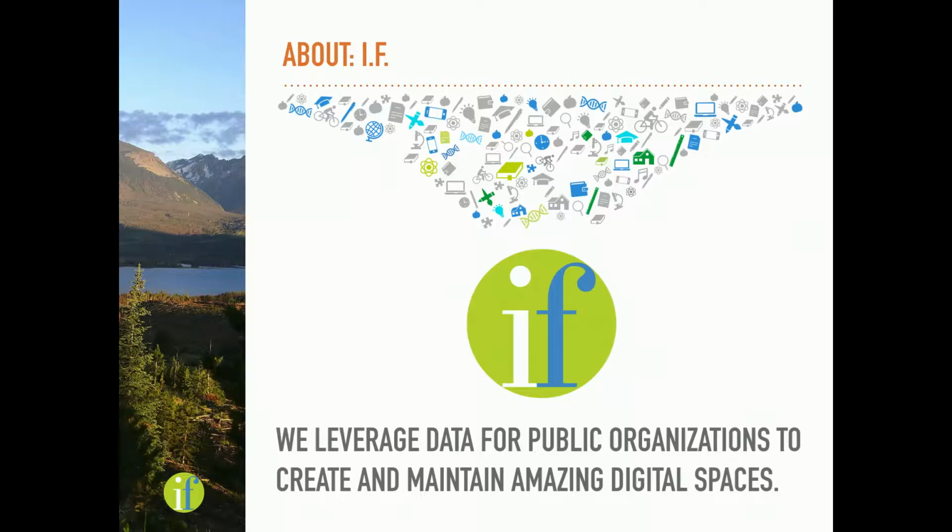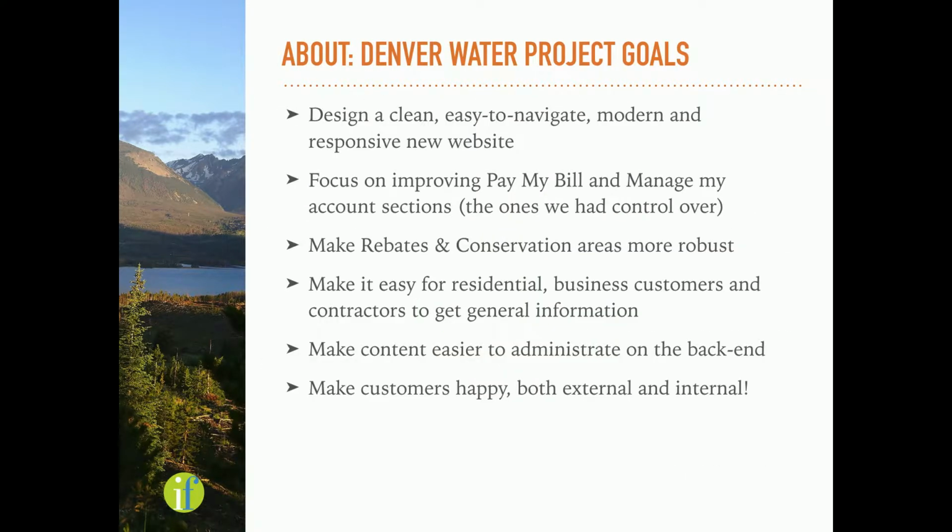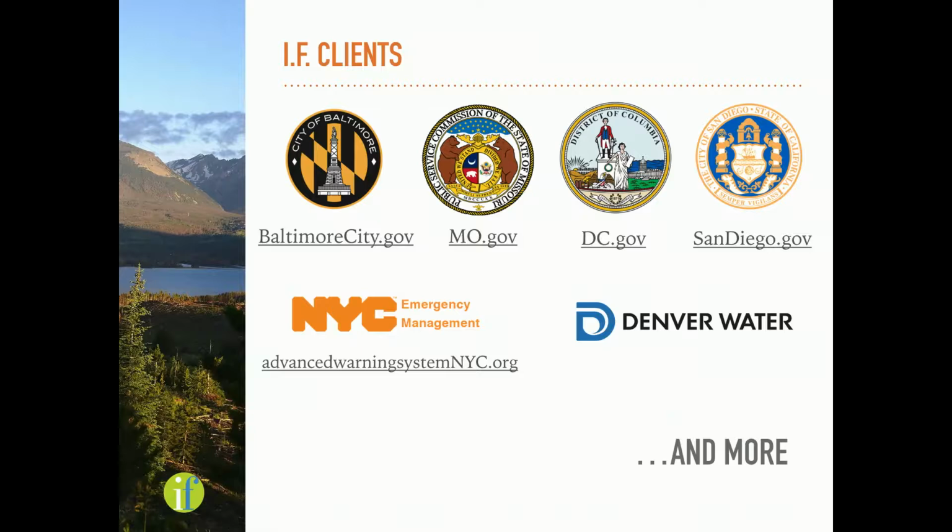So a little bit about Interpersonal Frequency, or IF, and what we do is we leverage data for public organizations to create and maintain amazing digital spaces. We were founded by a PhD data scientist about 9 years ago, and some of our clients include baltimorecity.gov, mo.gov, dc.gov, sandiego.gov, the New York Advanced Warning System, Denver Water, and more. So we work in the government space. We're working to improve government websites and the experience of the web that citizens use online. We're just trying to make the internet even better, especially for a lot of these civic sites.